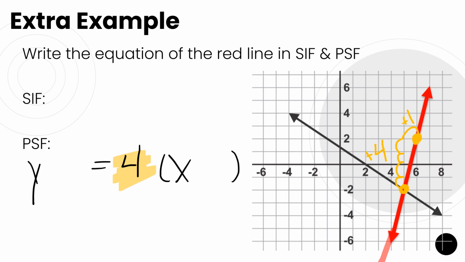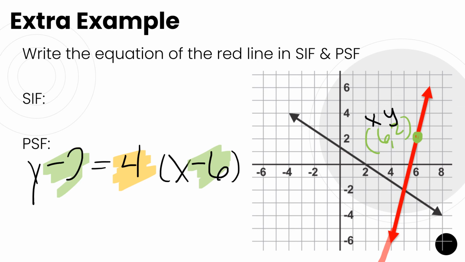In point-slope form, I can use any point. So let's say I'm going to use this point. I'm pretty confident that (6, 2) is a point. So if it says my x is +6, I write -6. If it says my y is +2, I write -2.